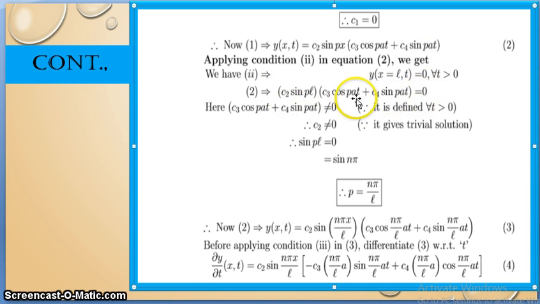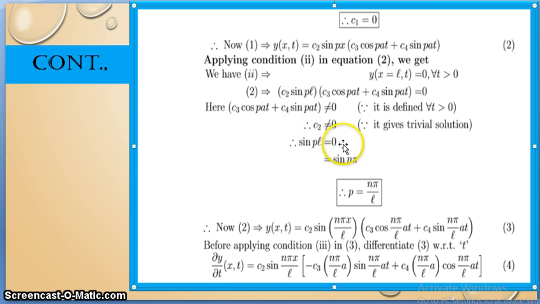Here, which one is not equal to 0? We know that C3 cos pat plus C4 sin pat is not equal to 0. Then C2 sin pL must be 0 here. Suppose C2 equal to 0, it means the whole function vanishes. Therefore C2 is also not equal to 0. Therefore sin pL is equal to 0.